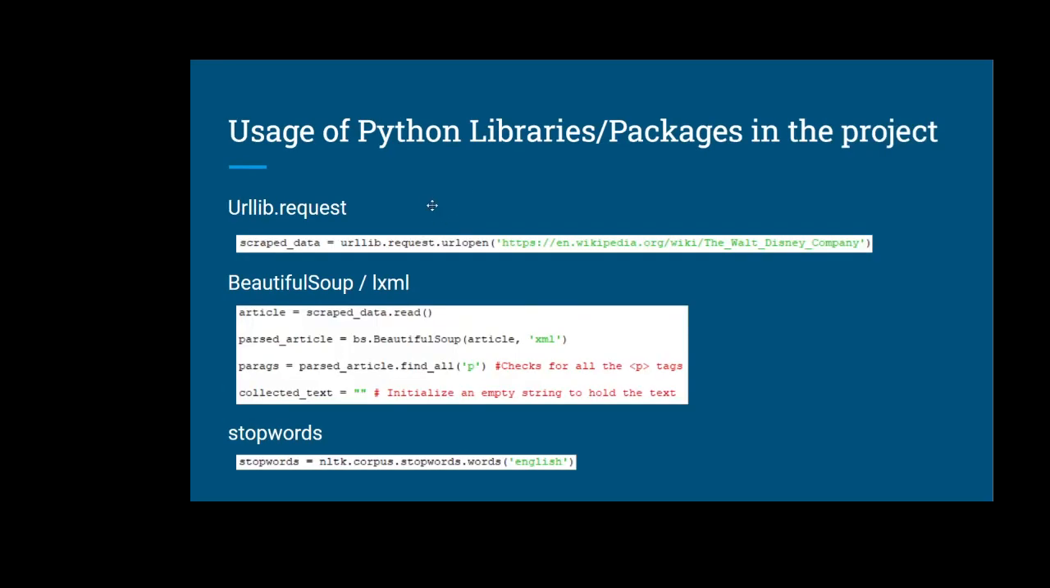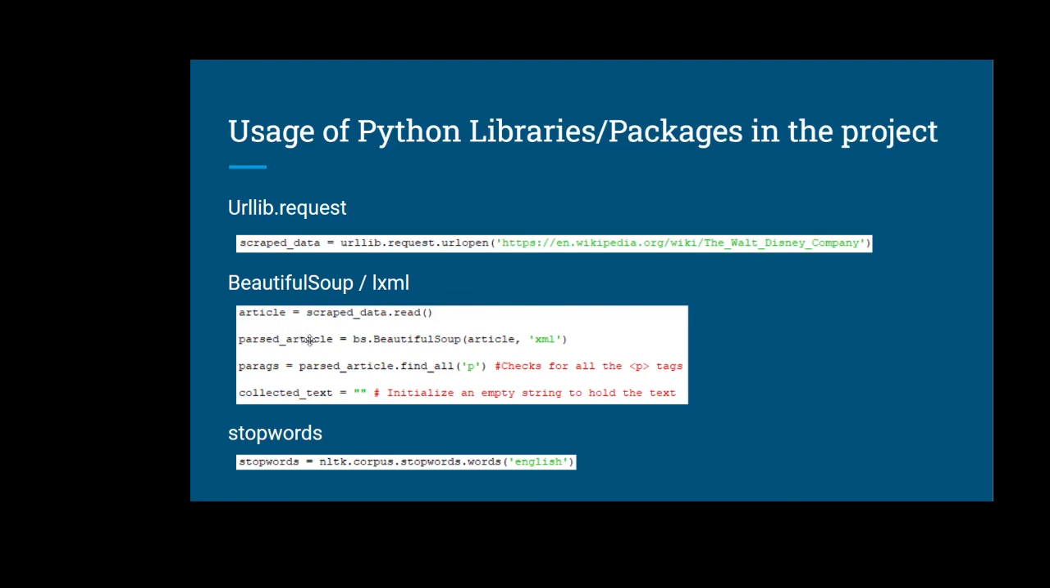For the usages of the libraries and packages, for urllib.request, we use the urlopen function in order to open our source URL, and then we assign it to the script data variable. And for Beautiful Soup and LXML usage, since we already have the source open, we now read it through the read function of Python and store it in the variable article.